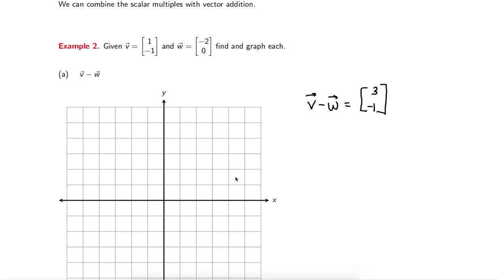And if we take a look at our result, vector V is at 1, -1, so we'll do that one in red. So 1, -1 for vector V. So there's vector V. W is going to be at -2, 0. So W is at -2, 0.